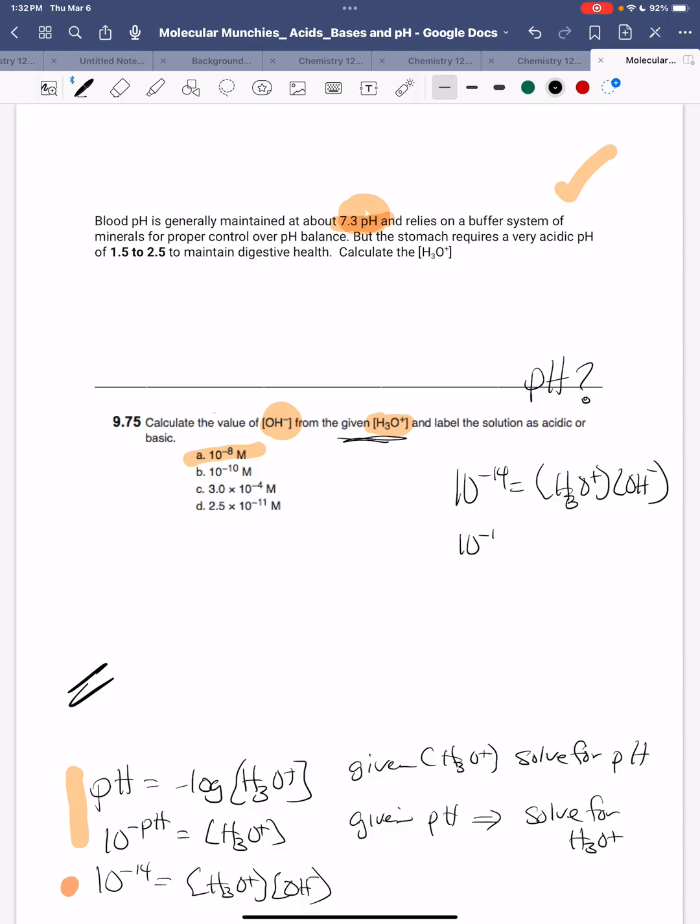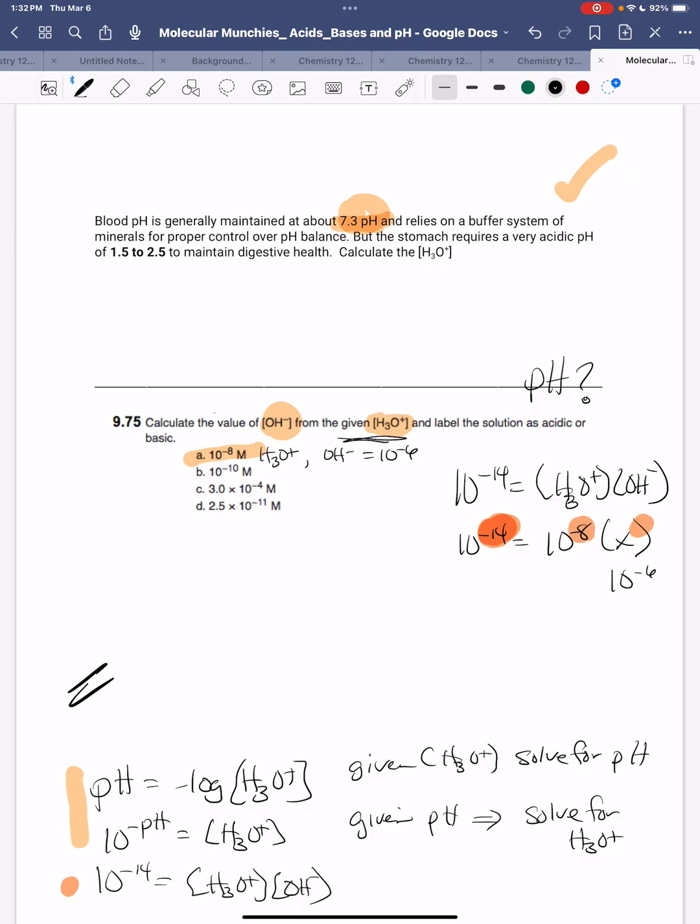So 10 to the negative 14th is equal to 10 to the negative 8th times X. Again, this one's pretty basic because it doesn't have any coefficients. So we basically know that this exponent plus whatever's here has to add up to negative 14. So we already know the answer because you can do that in your head. This is 10 to the negative 6. So the H3O plus concentration is 10 to the negative 8th. The OH minus concentration is 10 to the negative 6th.